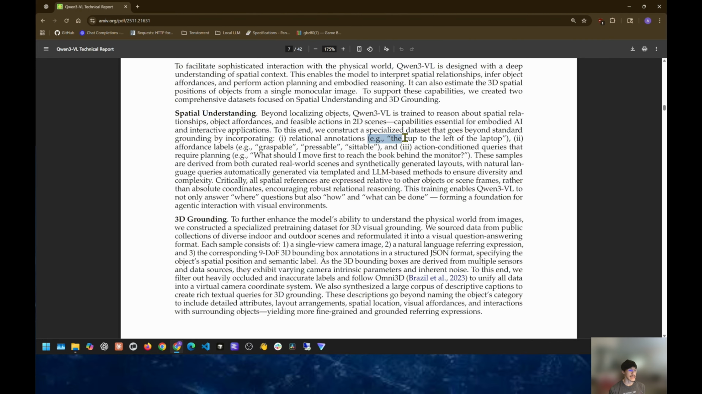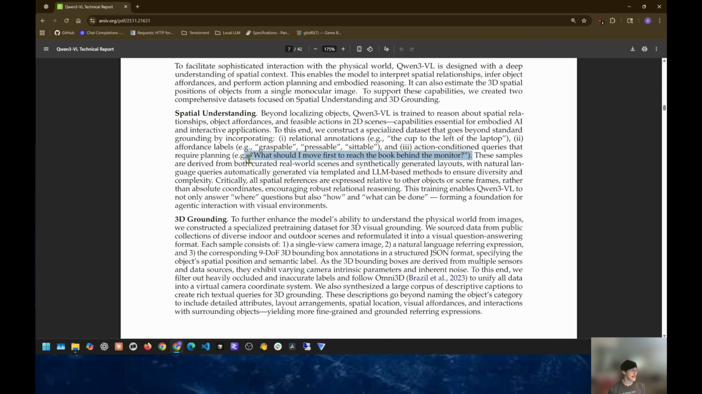Examples might be a picture of a cup to the left of the laptop, or affordance tables: is this graspable, pressable, or sittable? And action-conditioned queries that require planning: what should I move first to reach the book behind the monitor?